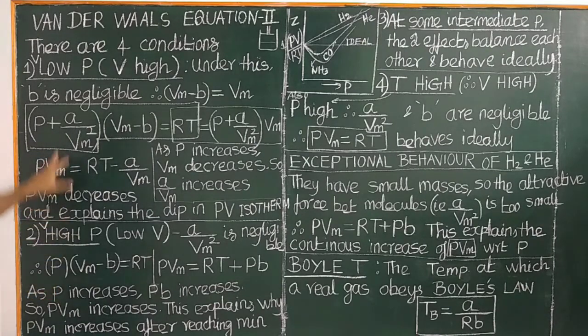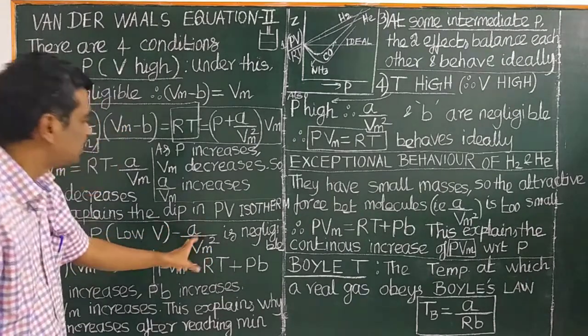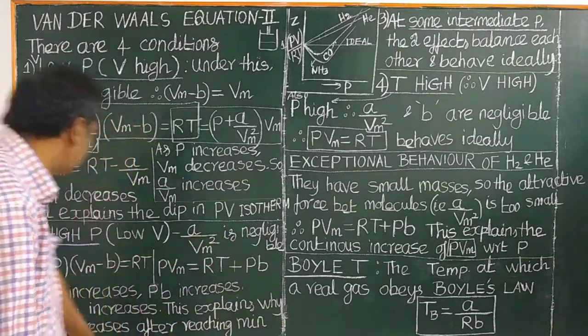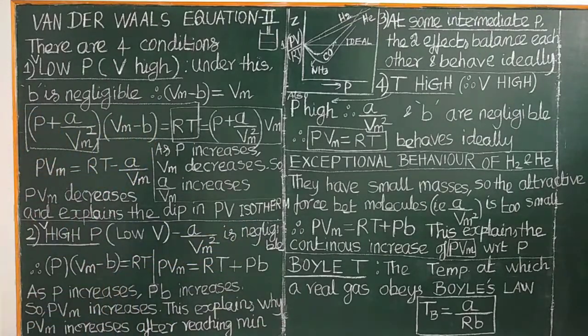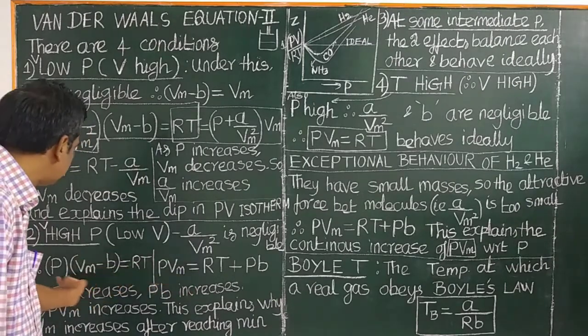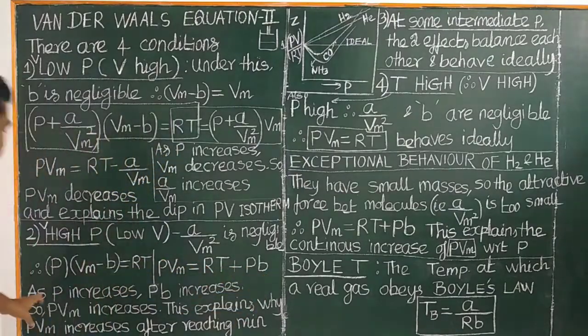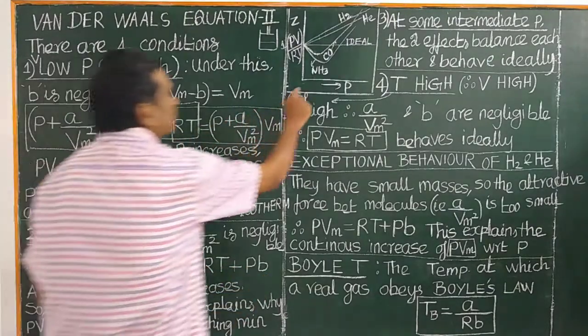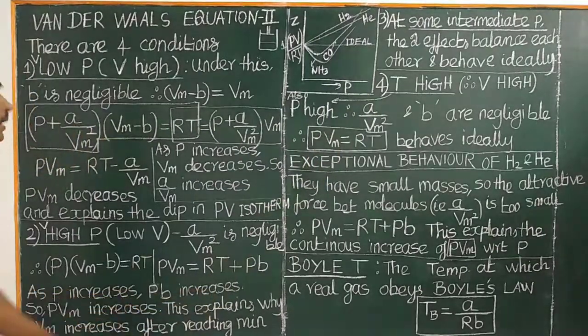Therefore, P, A by Vm square, under this condition, A by Vm square is negligible. Here A and B are van der Waals gas constants. Now you multiply inside: PVm equals RT minus Bp. Now, similarly, as pressure increases, what will happen?